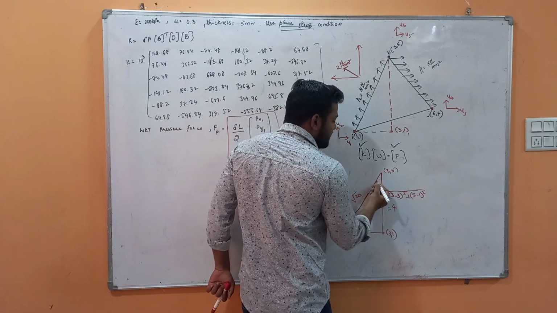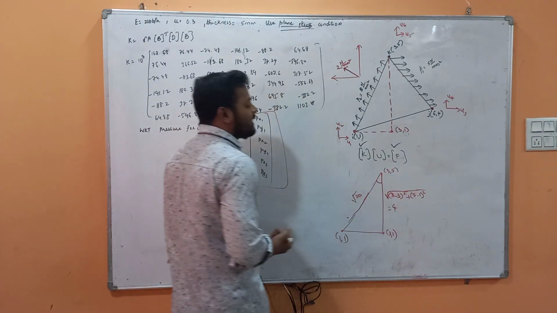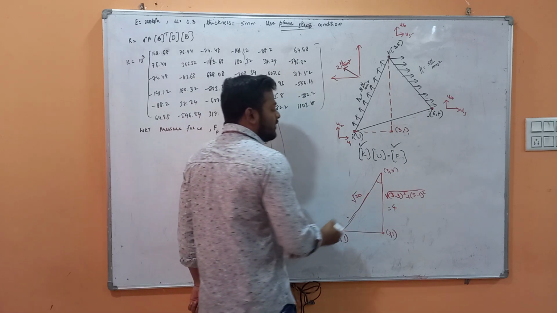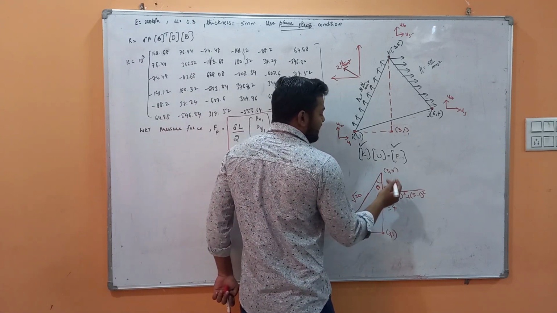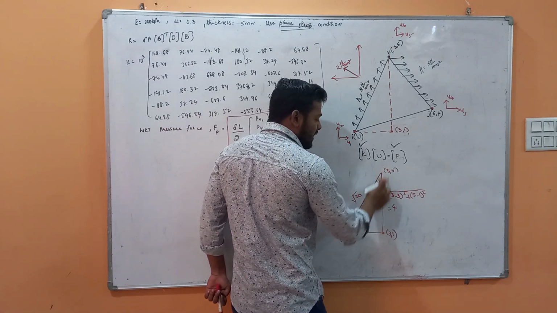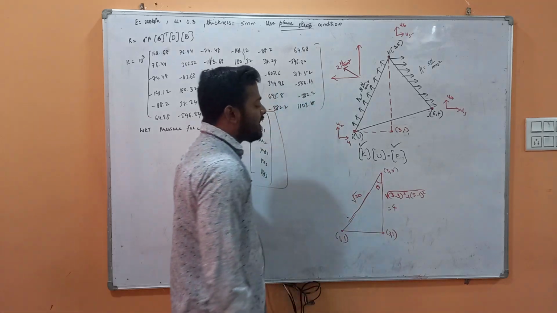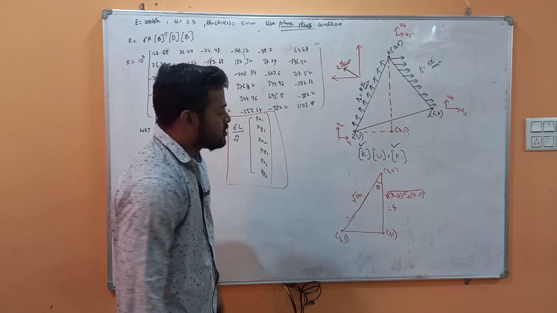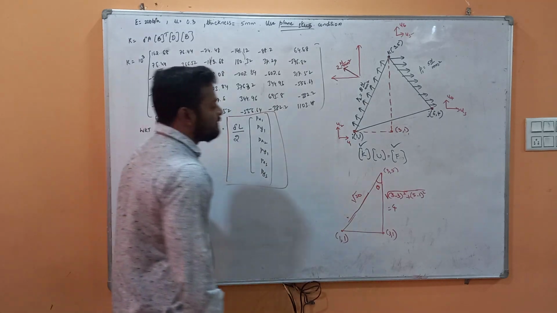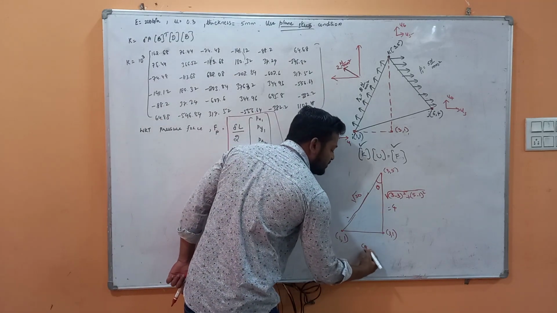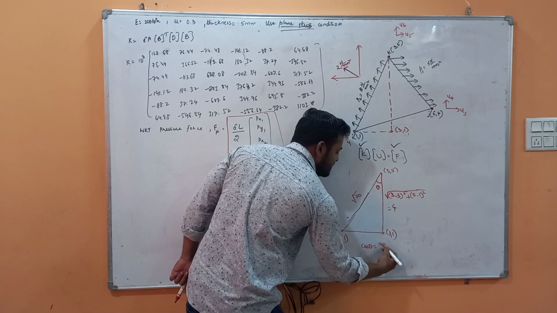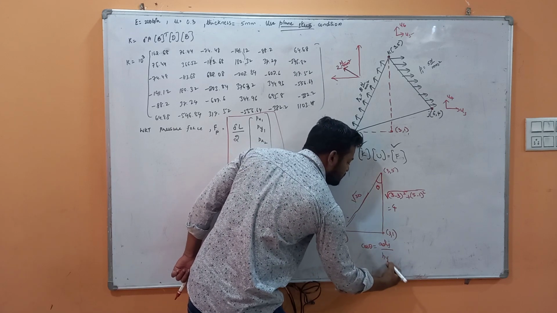Can I find out this angle? I can find out any angle now. So I am finding out this angle. When I am finding out this angle, this side is called the adjacent side and this is the hypotenuse side. So when we have adjacent and hypotenuse, which formula can we use? We can use cos theta, because in cos theta formula we have adjacent by hypotenuse.